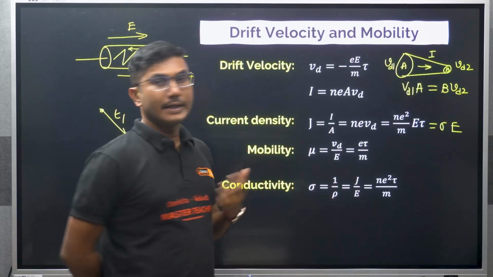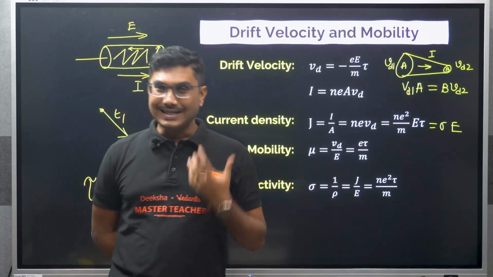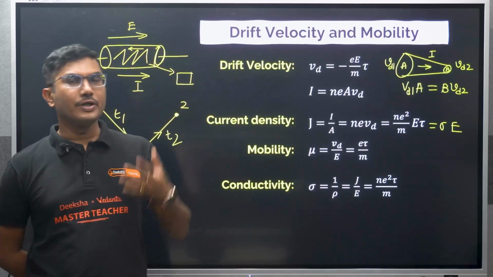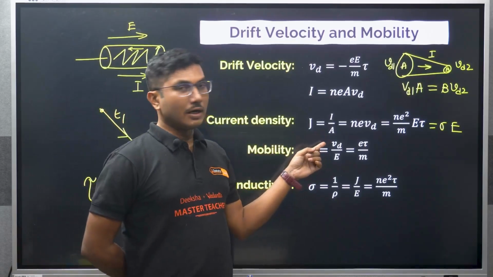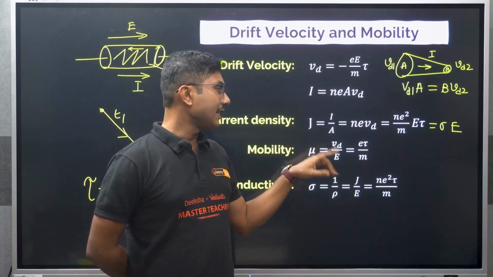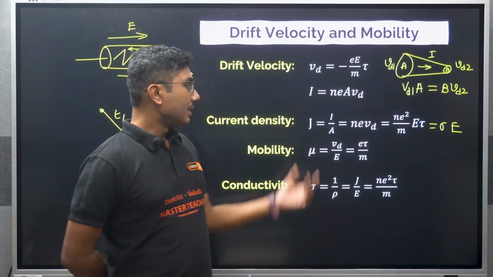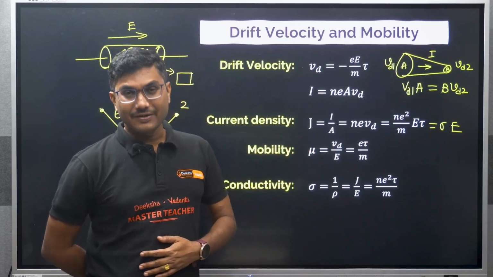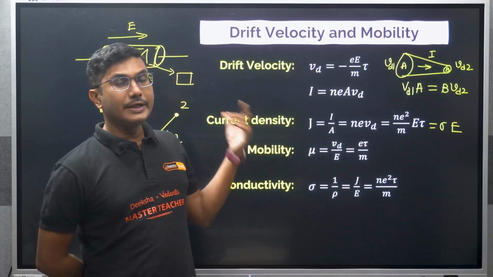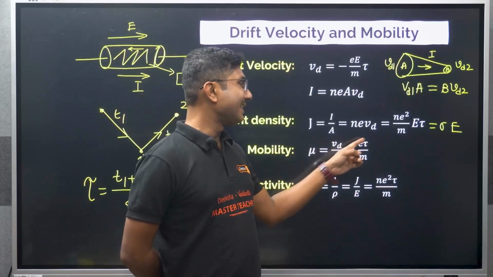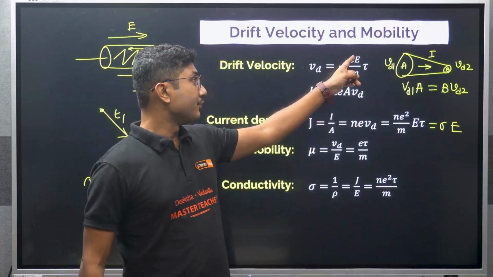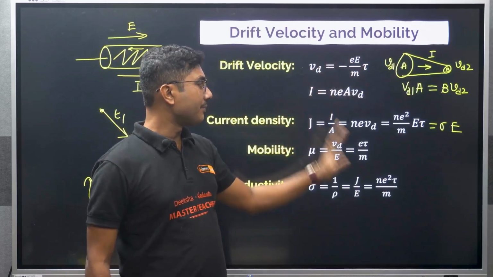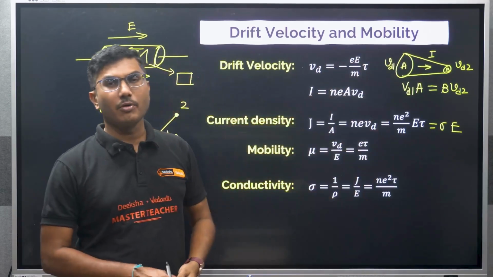Now mobility is how easily an electron can move inside the conductor, right? That is defined by the ratio of drift velocity and electric field. The ratio of drift velocity and electric field is the mobility of the electron, and it is given by e tau by m. If you divide Vd by E, you get e tau by m. So all these formulas are also important.